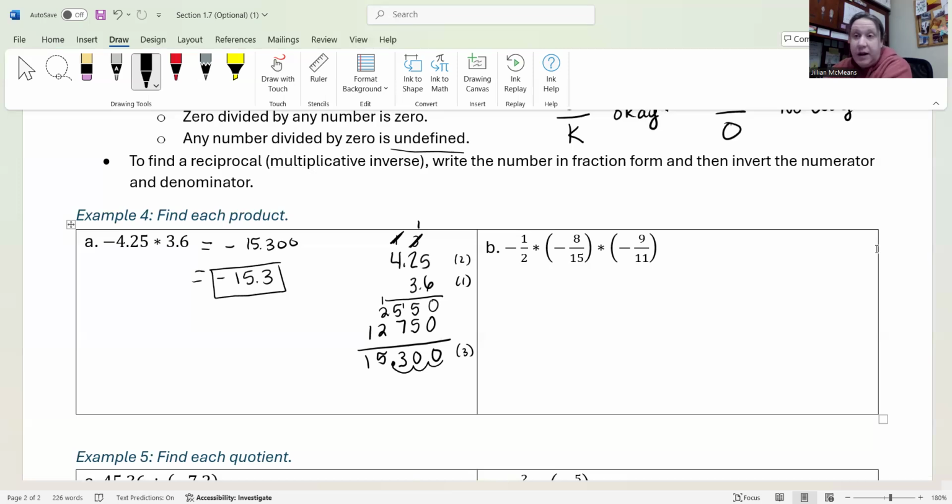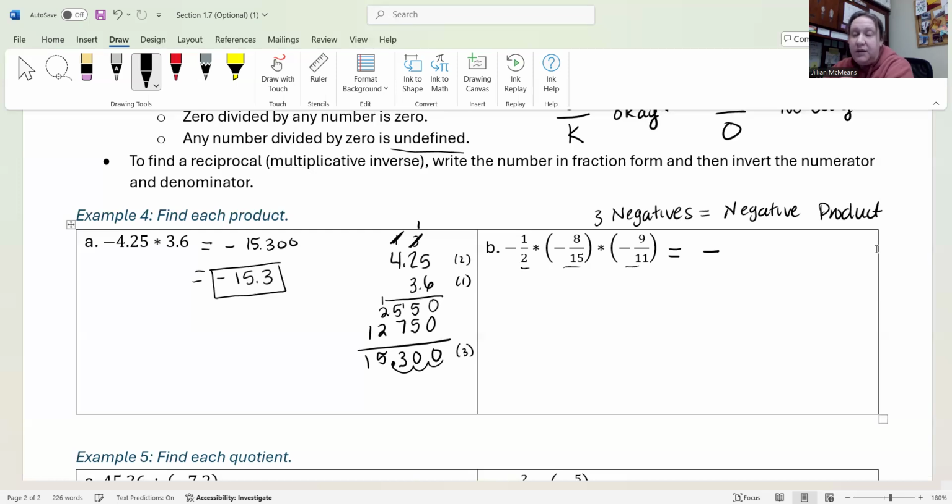So for part B, we're finding a product still. We have -1/2 times -8/15 times -9/11. If you go back to the previous video, we talked about multiplying a series of numbers, and what you do is you just add up the number of negatives. So I've got 1, 2, 3 negatives. Anytime you have an odd number of negatives, it's going to give you a negative product. Basically, two of those negatives pair up and become positive, and then you have that one leftover negative that makes everything negative. So we know that the result here is going to be negative.